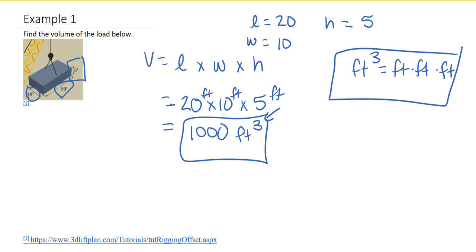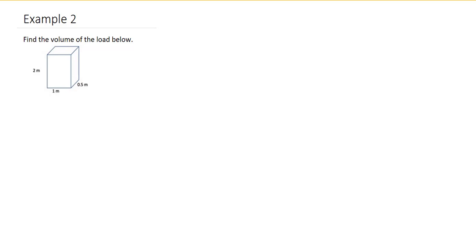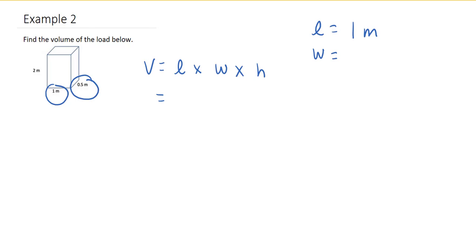Now, let's look at another example. Example 2, find the volume of the load below. So, volume, length times width times the height. Well, our length is 1 meter. Our width is 0.5 meters, and our height is 2 meters. So let's go ahead and fill this in. So we have 1 meter times 0.5 meters times 2 meters.